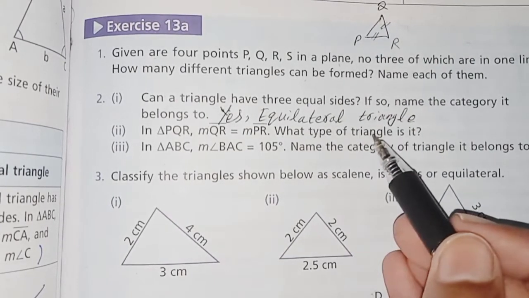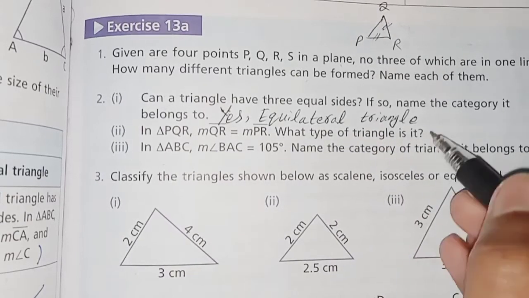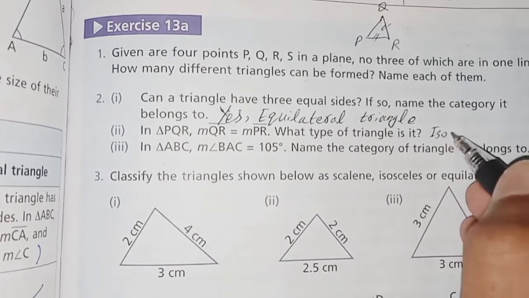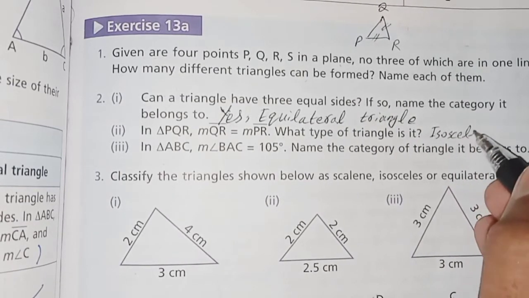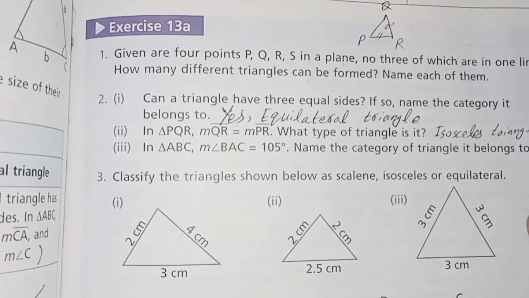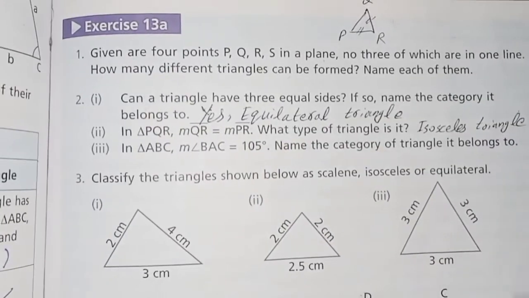Which triangle can it be? It means this triangle is an isosceles triangle. Any triangle having 2 equal sides is called an isosceles triangle.